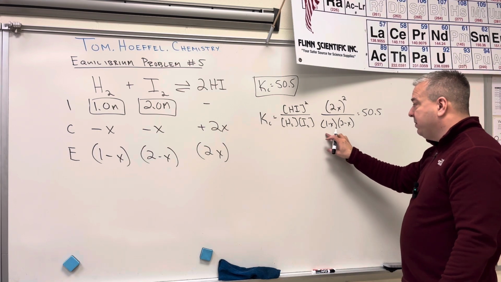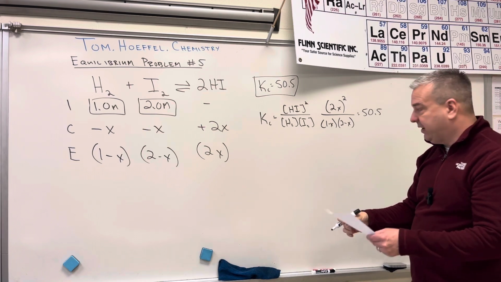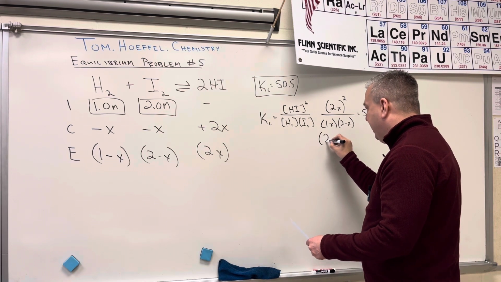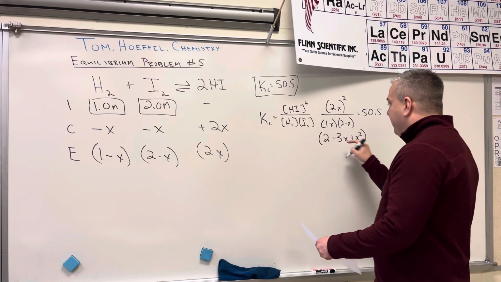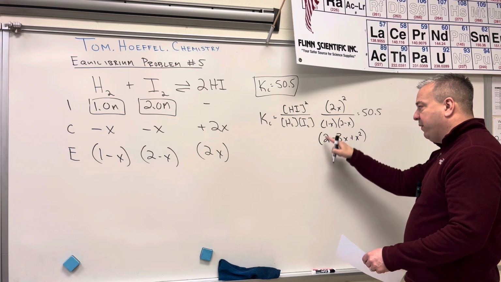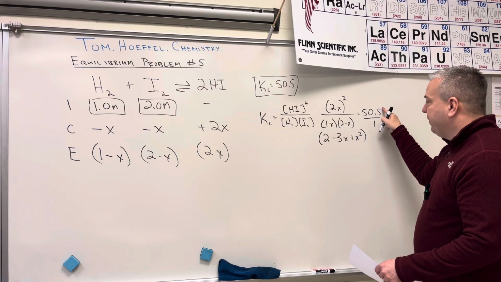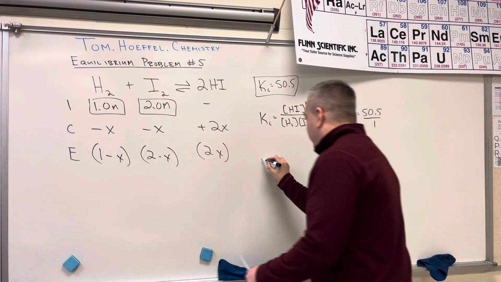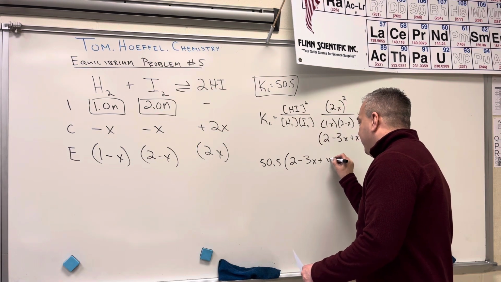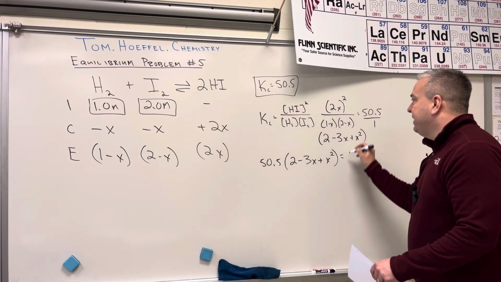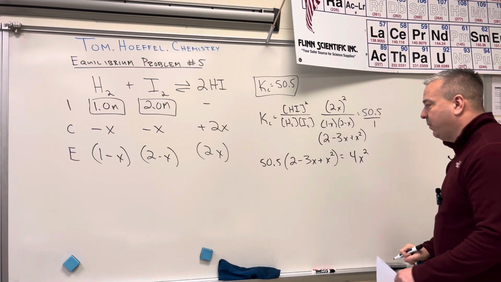So when we FOIL this, remember, it's the first and the last, and then the inner and the outer added together. That portion is going to end up being 2 minus 3x plus x squared. That's what this term is equal to when we FOIL it out. And then what I'm going to do is some cross multiplication. So 50.5 times this. So let's go ahead and do that. 50.5 times 2 minus 3x plus x squared is equal to 2x squared times 1, which is simply 4x squared.